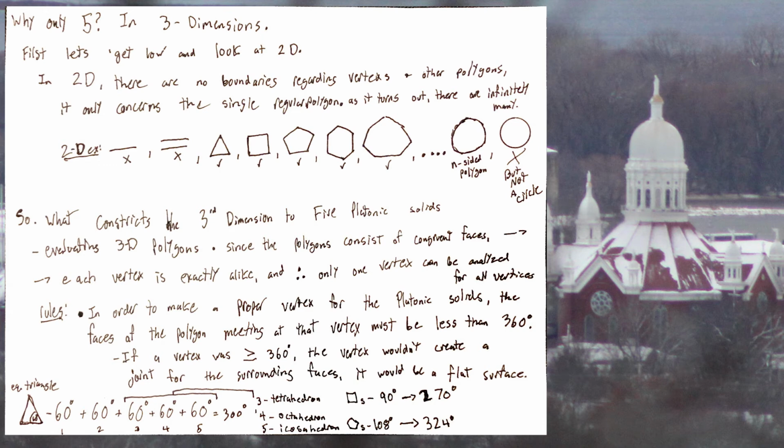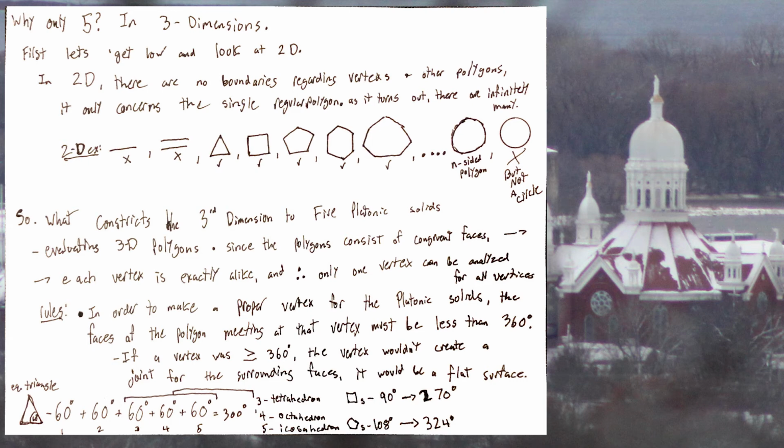On the bottom, I have a few examples here for equilateral triangles. Those have 60 degrees, and we can add those up to 5 times for 300 degrees for a maximum amount of summations before we hit the 360 degree mark and create a flat surface. And so from the variations 3, 4, and 5, that's how we get the 3D Platonic solids of the tetrahedron, the octahedron, and the icosahedron.